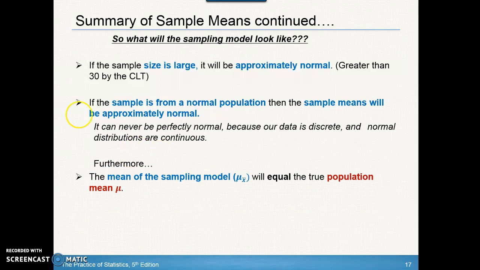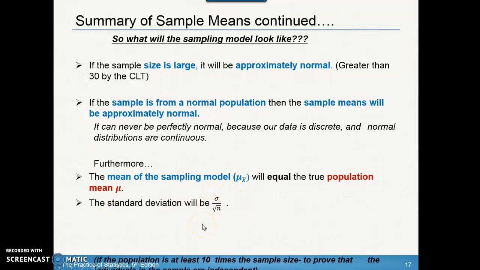Therefore, the mean of the sampling model, so all of those possible samples of 100, I found the mean of all of them, put them in a graph, okay? And then I found the mean of all of them, the mean of all my means, so it's sort of like a double mean. So you found a whole bunch of means, and then you find the mean of all of those means. That's going to be equal to the true population mean mu. Okay? And the standard deviation is the population standard deviation divided by the square root of n.